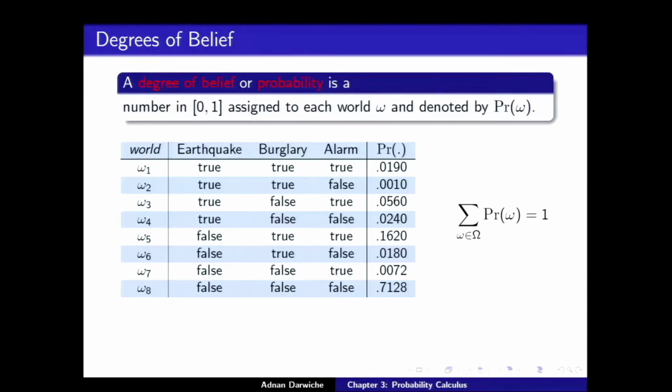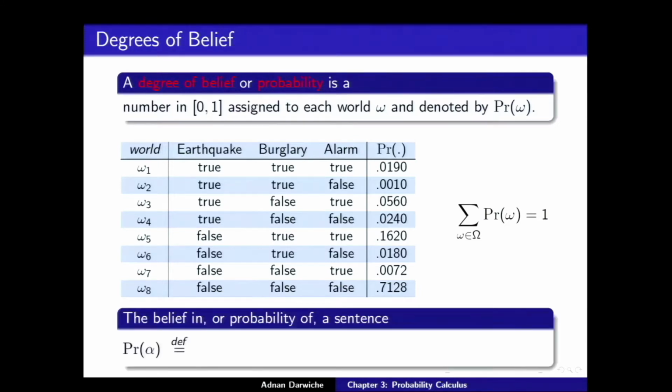Now the question is, in propositional logic, once we had a knowledge base, the question was, is a sentence implied or not? Is alpha implied? Is not alpha implied? And as we saw last time, there were only 3 cases: alpha is implied, not alpha is implied, or neither. Here we're going to have something more refined. We look at the worlds that make alpha true, and we just add up their weights.